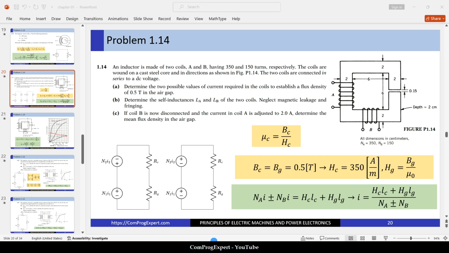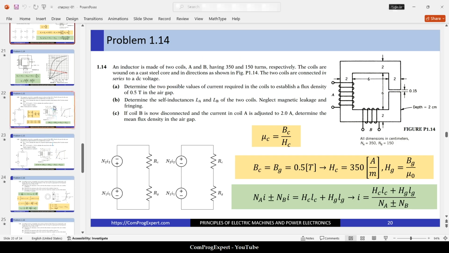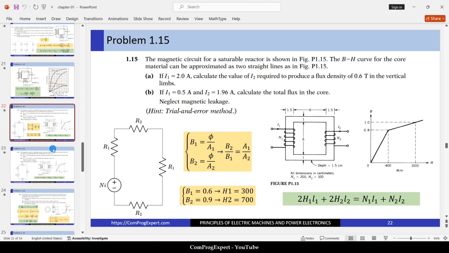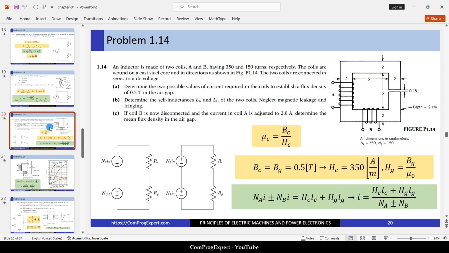In this video, we are going to solve problem number 14 and 15. So let's solve these problems together and learn the key points of these two problems.